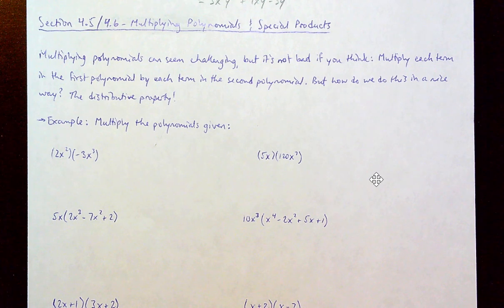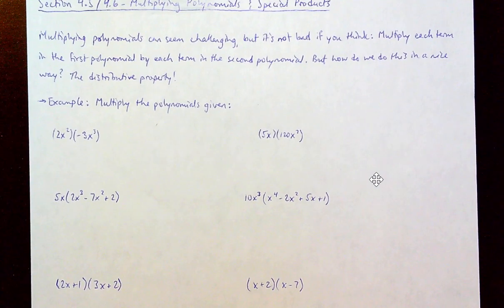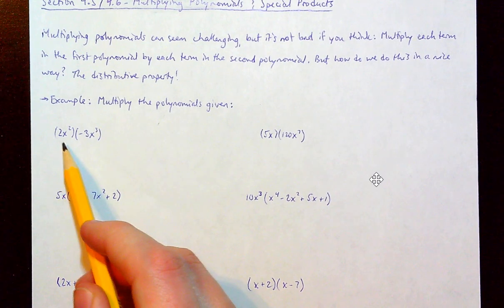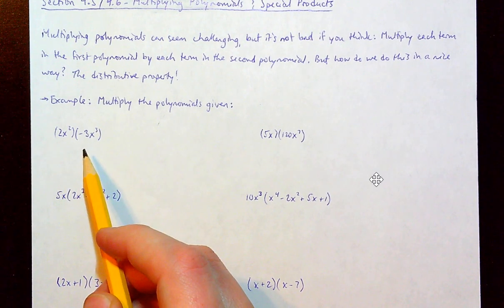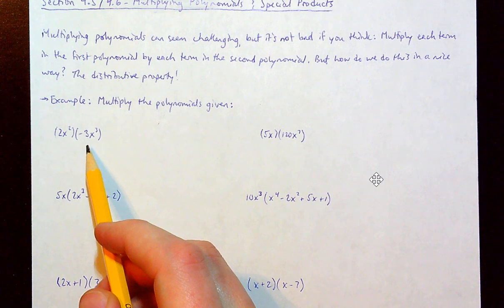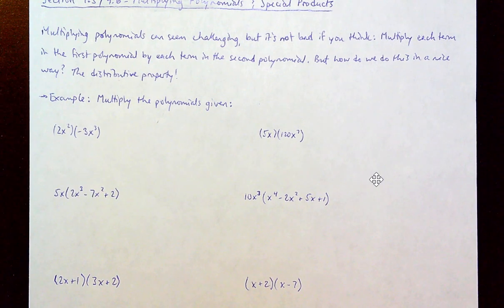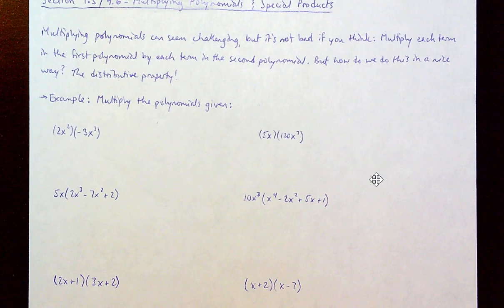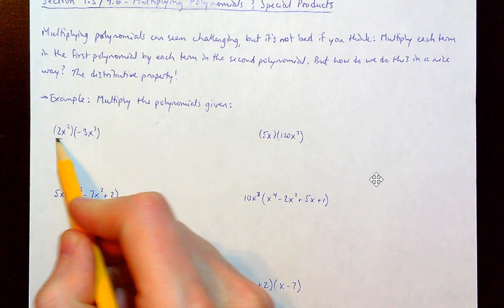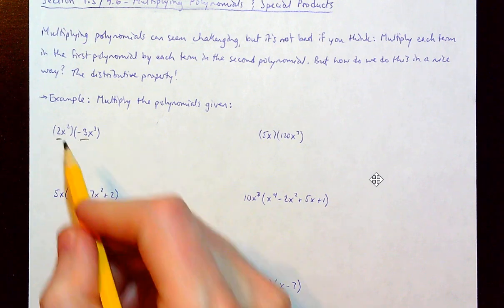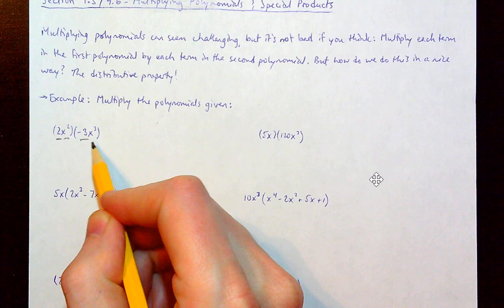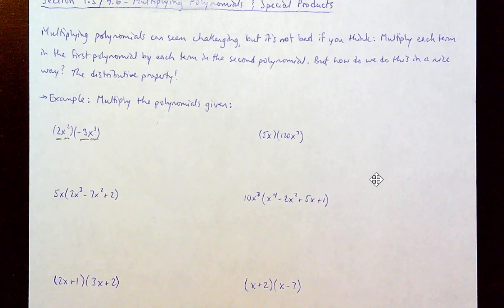So we're going to go through several samples of various types here. So first one up, 2 times x squared times negative 3 times x to the third power. This is very nice. This is very basic. We've actually seen something like this earlier on in this chapter. We're just going to multiply the numbers in front, and then we're going to multiply the x's raised to powers.